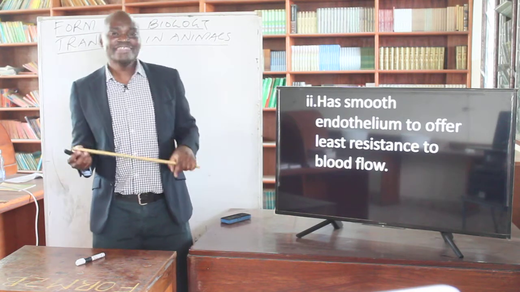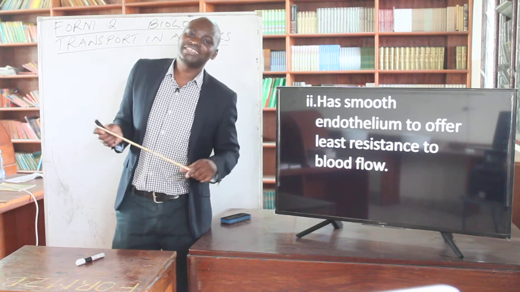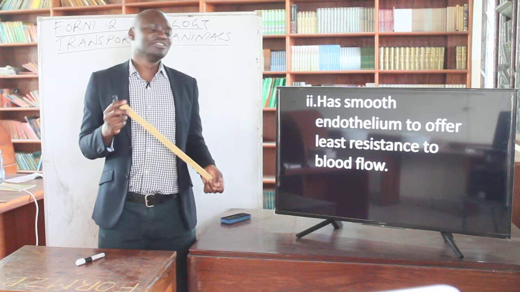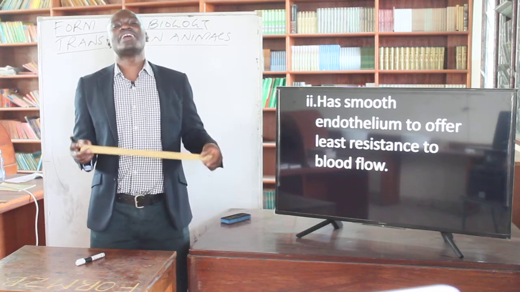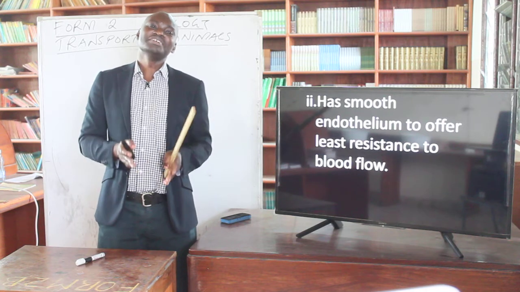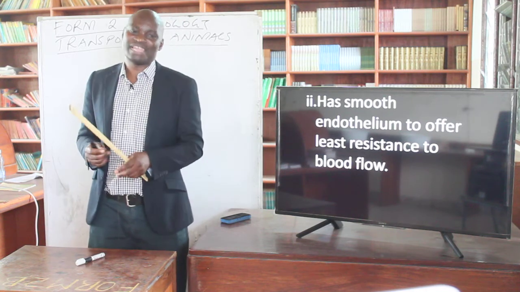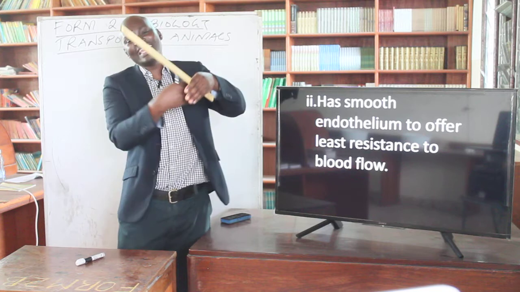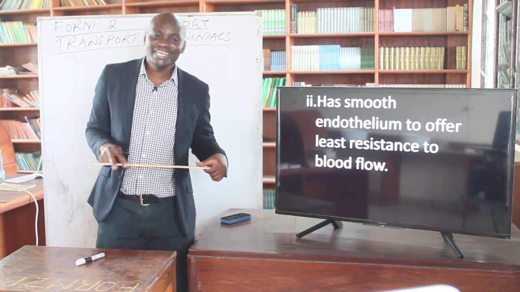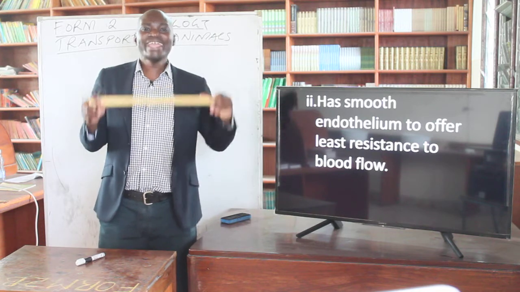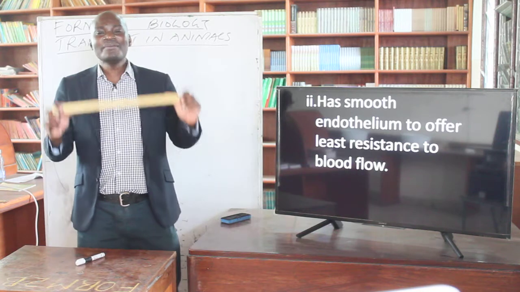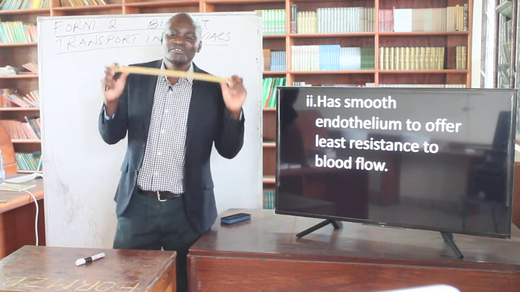Now, another one is that they are smooth. They have smooth endothelium. Don't say they have smooth walls. That is wrong. They have smooth endothelium. Endothelium is the innermost layer of the artery wall. So why is the endothelium smooth? The endothelium is smooth to reduce friction.